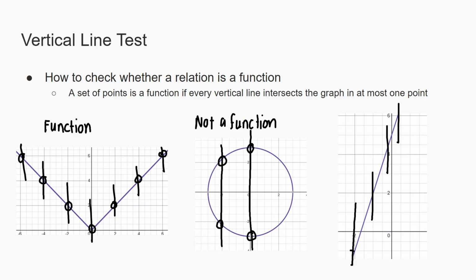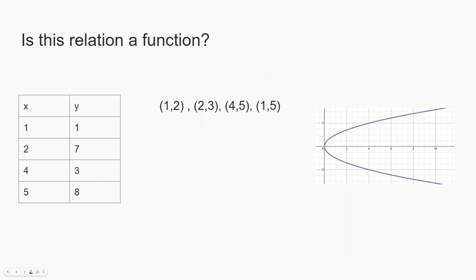Yep, it only intersects in one point, so this one is also a function. What's important to realize is for the vertical line test, one vertical line having more than one intersection is all you need to consider something not a function. If every line is good and only intersects one time, then it is in fact a function. Now, let's do some practice.